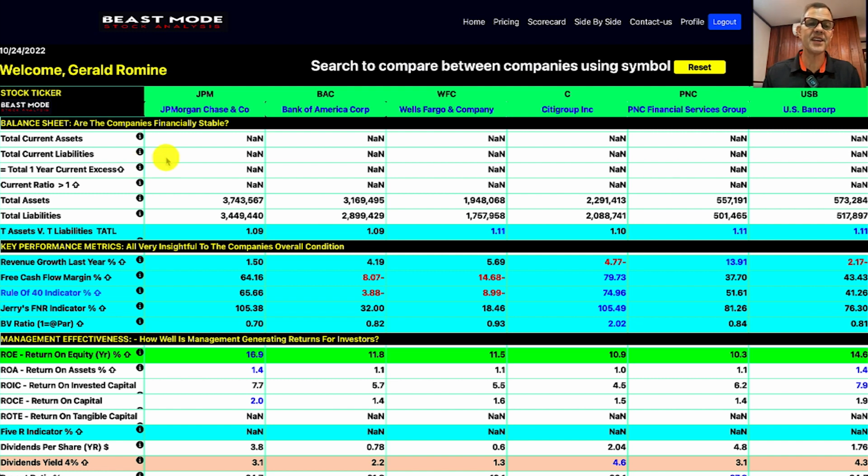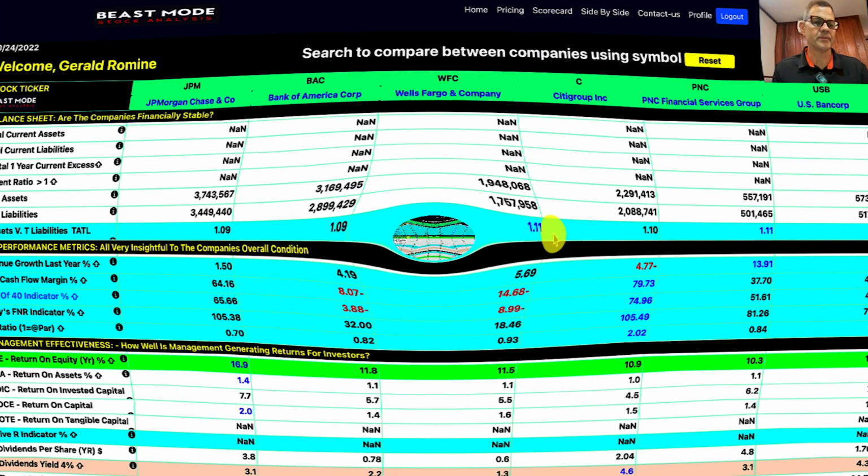Makes it really easy. And what I like to look at here is going to be the total assets versus total liabilities. We always want that number to be above one. And we can see these banks, they're all extremely consistent in a very tight range between 1.09 and 1.11.